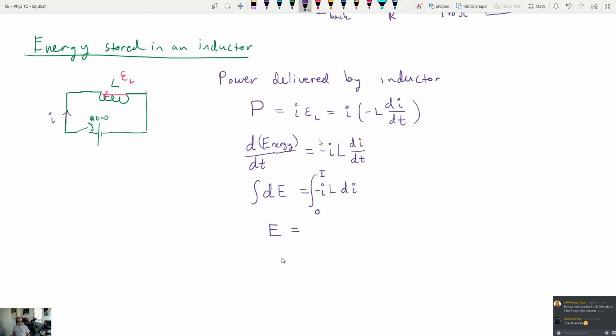I think the book usually likes to use U's for these, actually. Let's use what the book uses so you don't get confused when you go back and look at it. We're going to use U for energy. So we'll use U here. Okay, and then I'm going to say this is U sub L, the energy of the inductor, is going to be the integral of this. So if we integrate this, I think what we're going to get is negative 1/2 L times I squared, right?